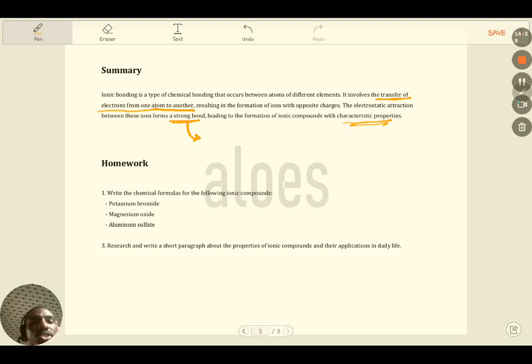So to ensure that you have a good understanding, I would love you to do this little assignment. Write the chemical formulas for the following compounds: potassium bromide, magnesium oxide, and aluminum sulfate. Let me see how you're going to do that. Let me see how you can check your understanding. Okay, but I think this one, sulfate, will be a little technical, but you can do a little more research on that.